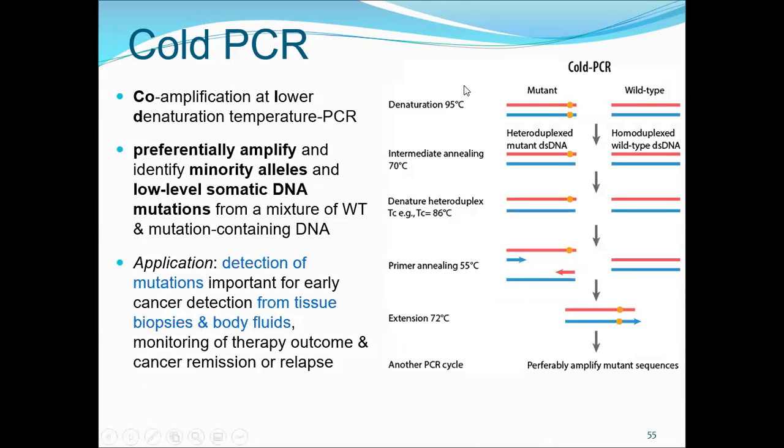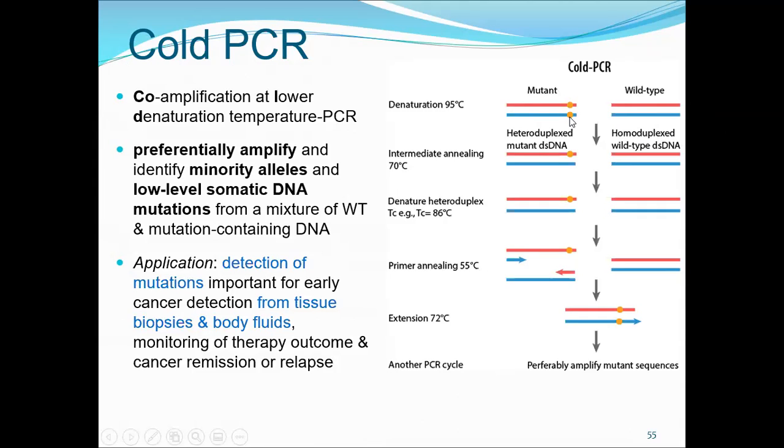Then comes the cold PCR. So COLD stands for co-amplification at lower denaturation temperature PCR. So this is used for identifying the mutant types of alleles in comparison to the wild type. So you have a sample having a mixture of both mutant and wild type, and the mutant is lesser in number and wild type is more in number. So how will you preferentially identify the mutant one?